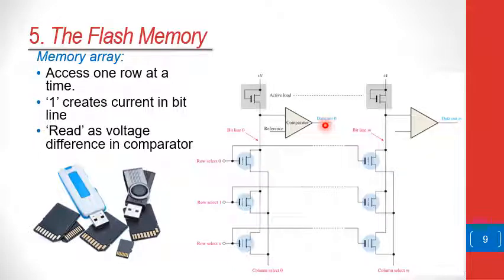to read out a 1. If on the other hand a 0 has been stored, which means the floating gate is full of charge, it means the transistor will not be turned on. Therefore, no current will be flowing on the bit line, and so there won't be a voltage difference out of the comparator. In that way, the memory array will put out a 0, a binary 0.